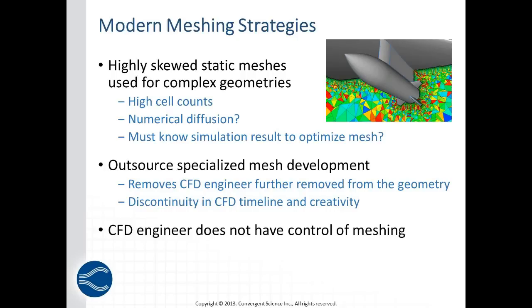Perhaps even more important, those highly skewed cells really do generate some numerical diffusion and can slow down the simulation as well. And one other key thing that I've always struggled with when I did meshing is that I felt I had to know what the result looked like in order to develop the best mesh. In this case, they've developed a fine mesh right around boundaries, but perhaps there's something going on out here in the flow that's important that you really haven't got proper meshing for. So you kind of have to know what the solution looks like before you develop that optimal mesh.